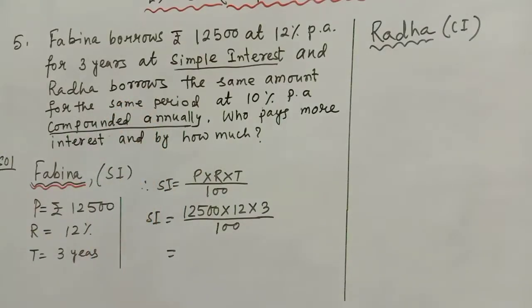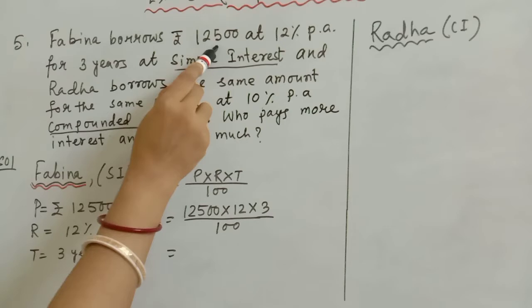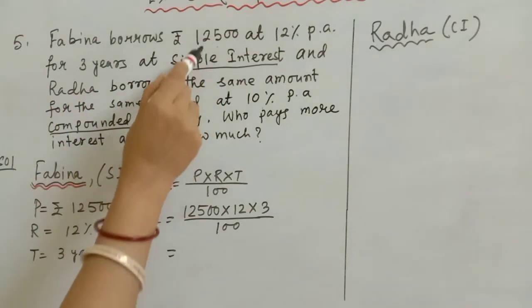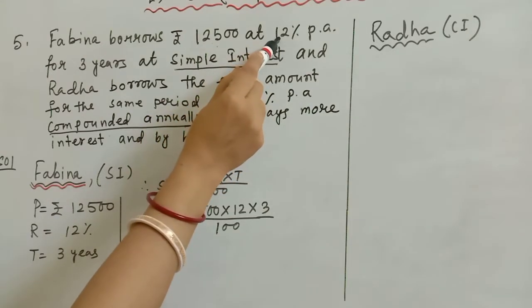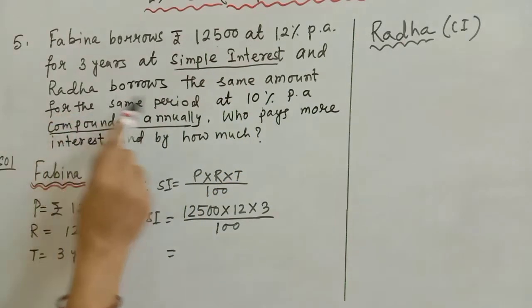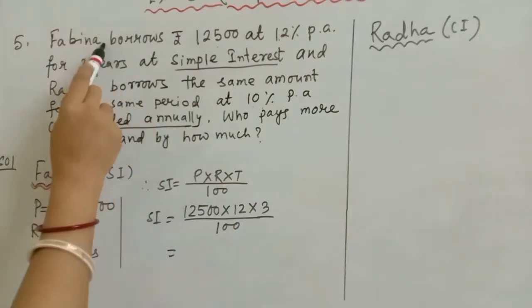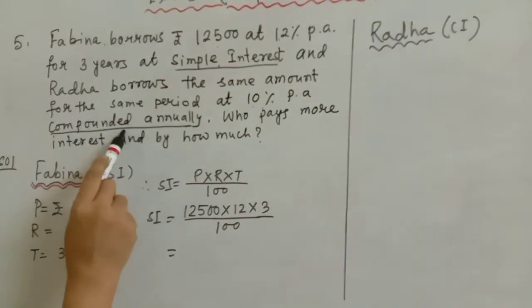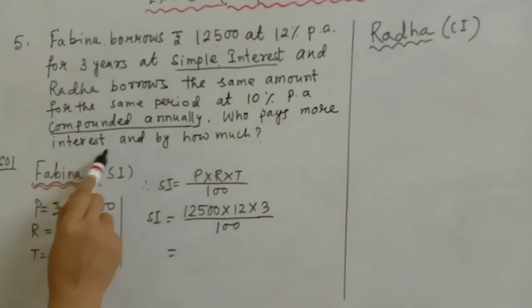So two things you have to concentrate on. Fabina borrows rupees 12,500. Radha also borrows the same amount, 12,500. But the rate percent for Fabina is 12% and for Radha the rate percent is 10%. For Fabina it is simple interest. For Radha it is compound interest, compounded annually. Who pays more interest and by how much?